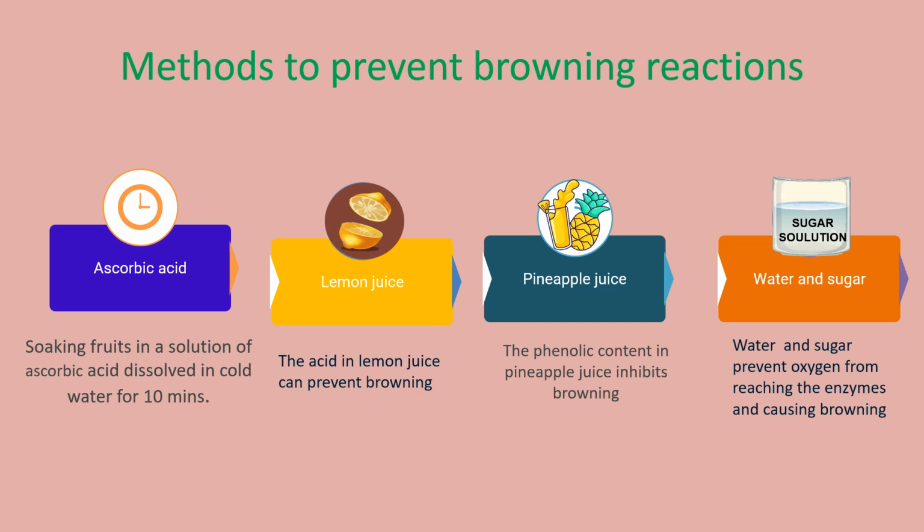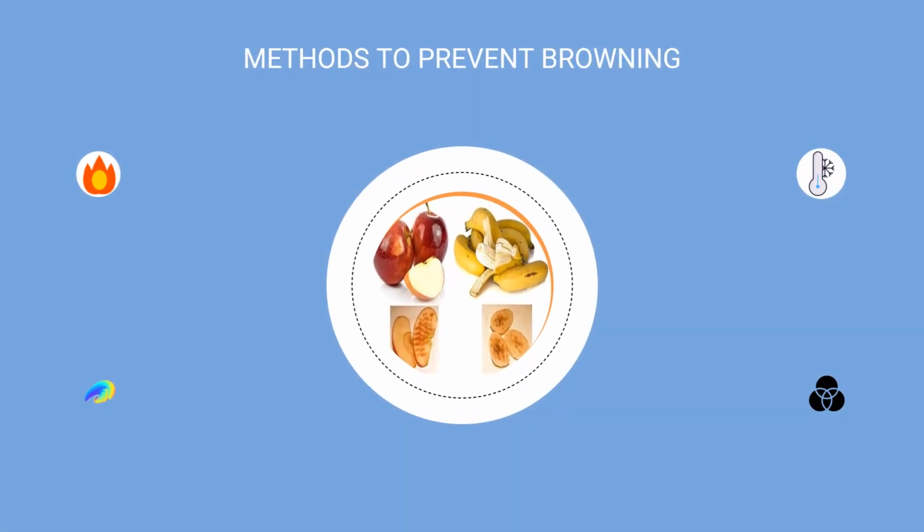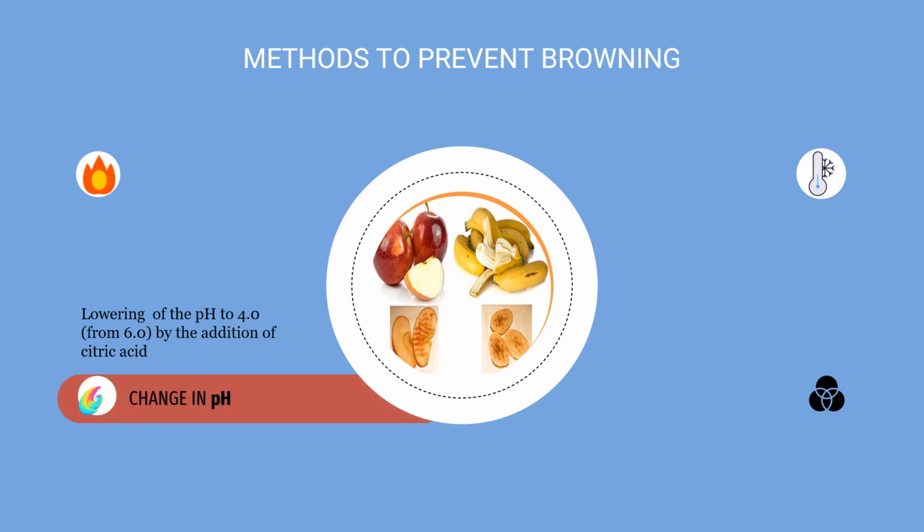In all these cases, the cut fruit needs to be dipped either in ascorbic acid solution, lemon juice, pineapple juice, or water and sugar solution. In addition to this, we also have certain techniques during processing to prevent browning reactions.